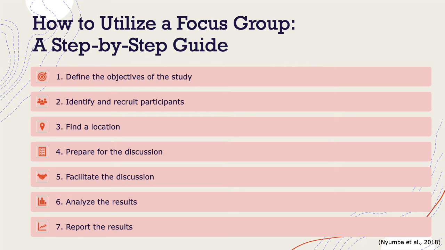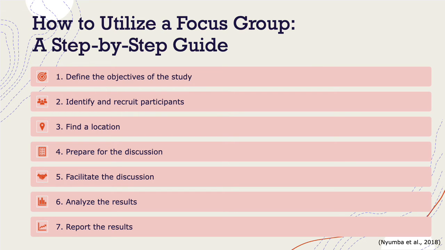Next, find an accessible location to host the discussion. Then, prepare for the discussion and make a script. Next, facilitate the discussion or prepare a facilitator for the discussion. Set ground rules, observe and record verbal and nonverbal behavior, track questions and themes. Be sure to record the session.